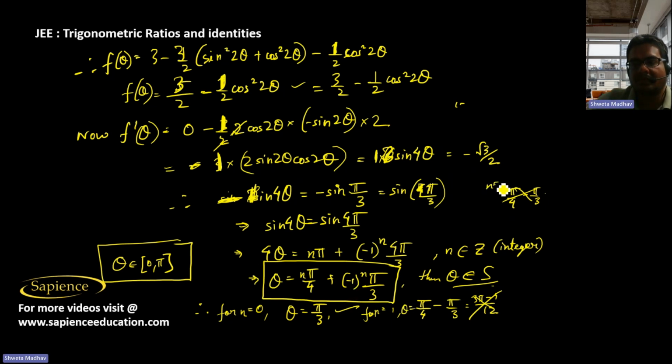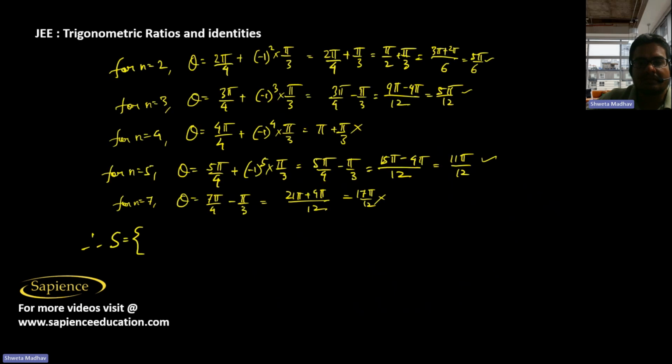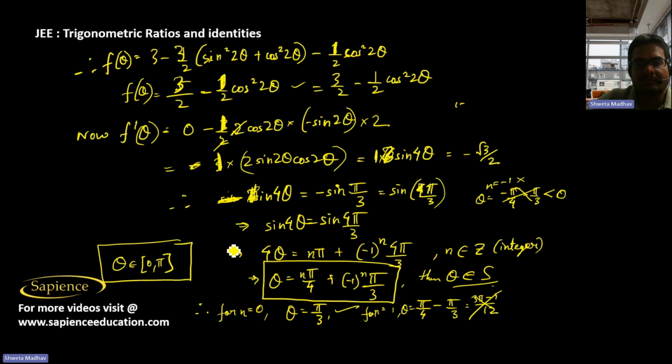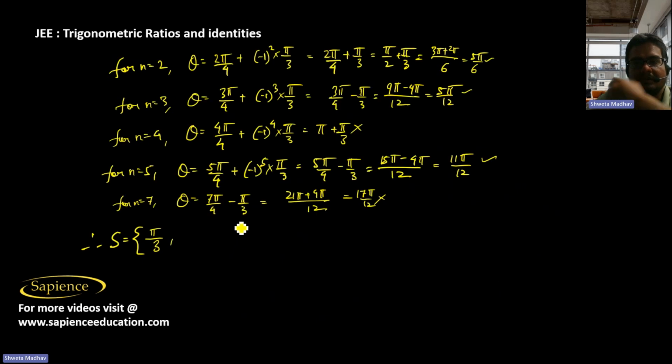And n equal to -1 also we cannot take, since then theta will be minus pi by 4 minus pi by 3, which will be negative. Then it will be outside the range. So the set S will be obviously pi by 3, and then 5 pi by 6, 5 pi by 12 also, and then 11 pi by 12 also. So these four values we can have.